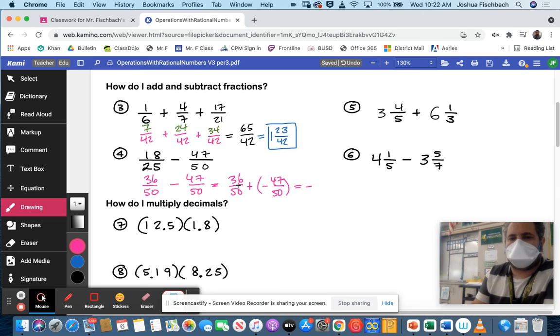Negative. By how much? Well, what's 47 take away 36? That's going to be 11. So it's going to be negative 11 50ths as your answer.